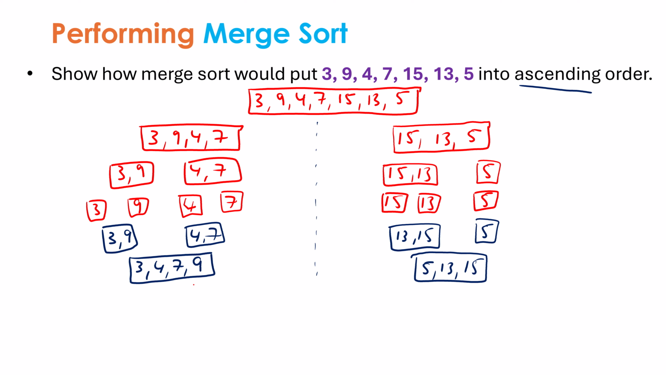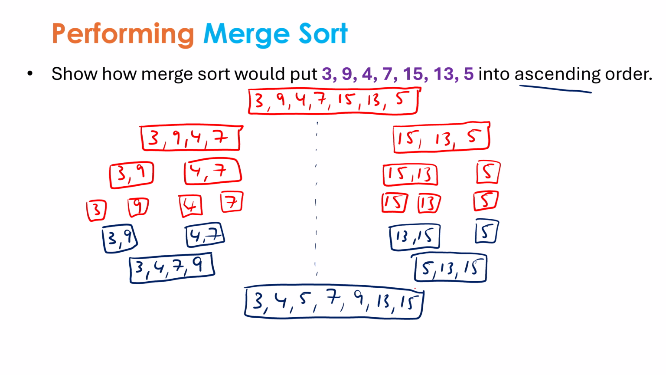Right at the end, we can now combine these two lists again together, but try and keep them separate. Don't be tempted to combine across this divide until we reach right at the end where we only have two sublists left. So now we really have to do it just all in our head. Well, 3 is our smallest number here, then 4, then 5, then 7, then 9, then 13, then 15. So I recombine to have one list like I had at the start, and now this is sorted.